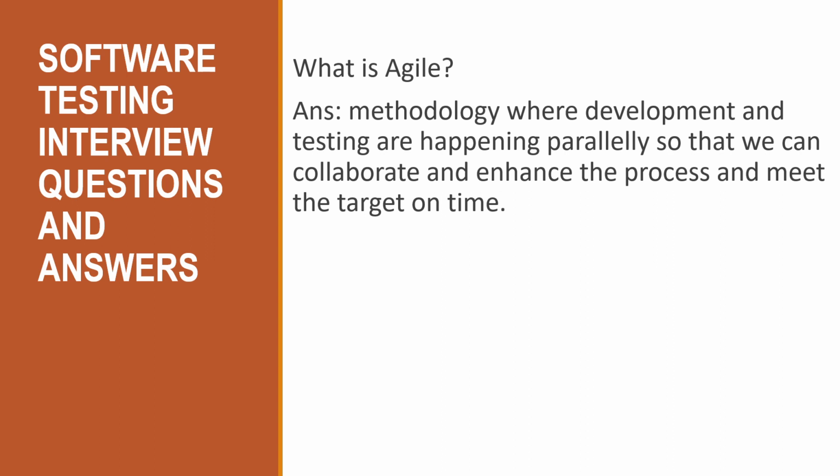Coming to the next question, what is agile? So agile is a methodology where the development and testing teams are working parallelly, so that we can collaborate, enhance the process and meet the target on time. The developer will start the development part, and at that time the testing team will start writing the test cases. They will set up the test environment. So everything happens parallelly, so that we can collaborate with the development team, start the testing process and release on time. So it's a methodology, a continuous improvement process. Okay, that is the definition you have to tell.